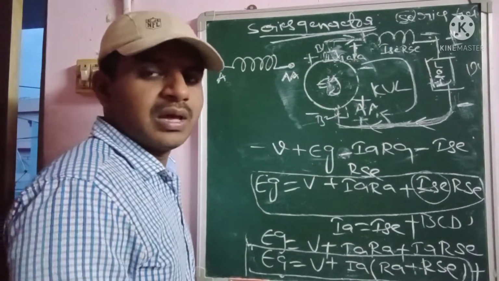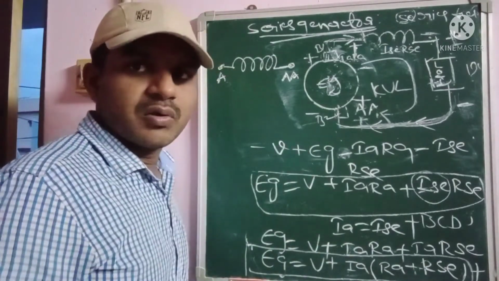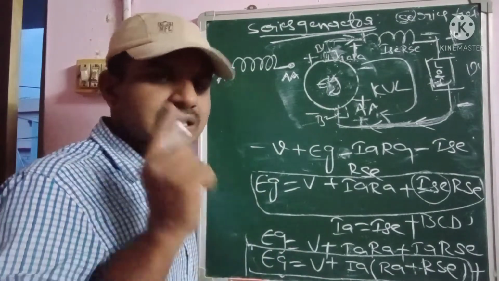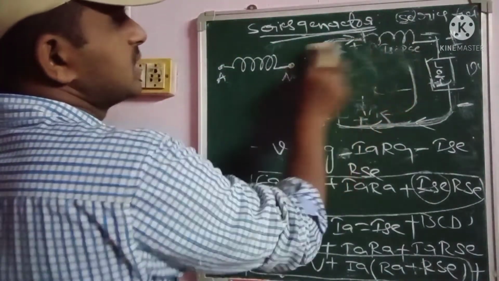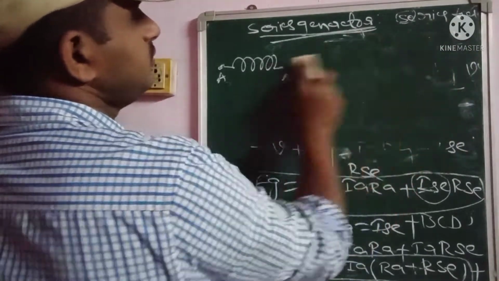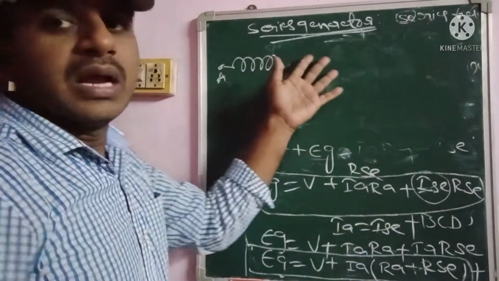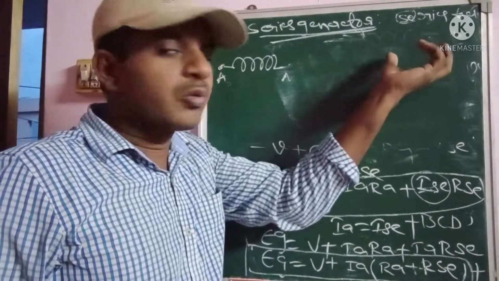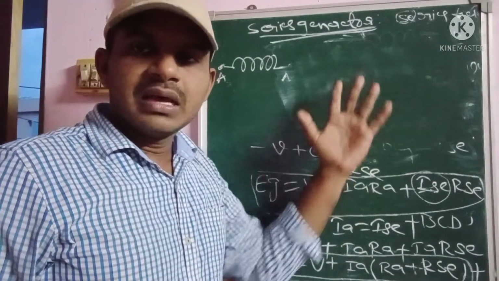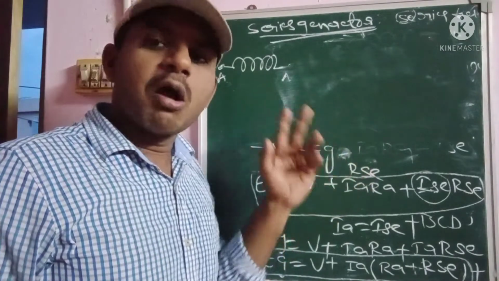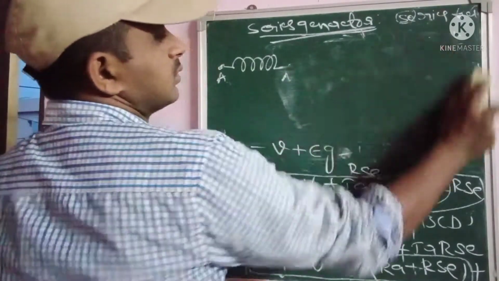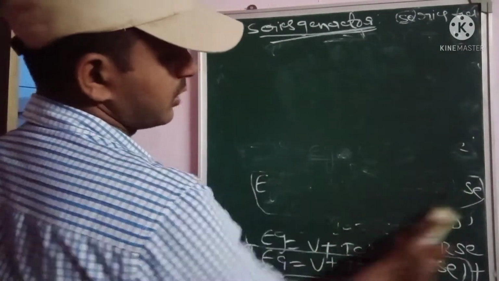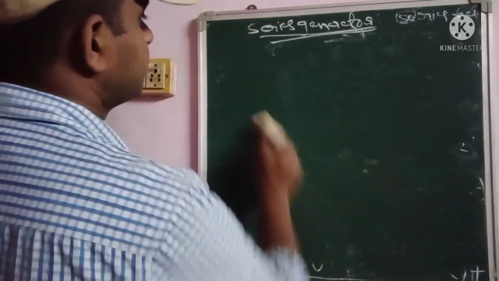Now let us discuss the DC shunt generator. Coming to the shunt generator here, all indications of voltage, armature current and load voltage are the same for series, shunt and compound generators also. So let us go to the DC shunt generator.